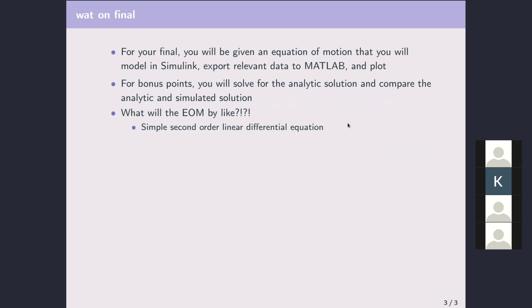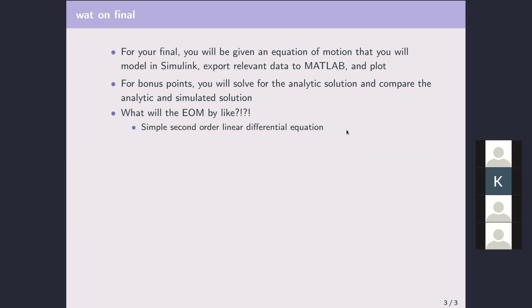Okay, so for the final, I'm going to give you an equation of motion. I might have you derive it, but most likely that's not going to occur. 90%, I'm probably going to give you the equation of motion directly, because this isn't a dynamics class or vibrations class where you need to derive the equation of motion yourself. I know we have done that in the labs, but the focus for this lab is on Simulink.